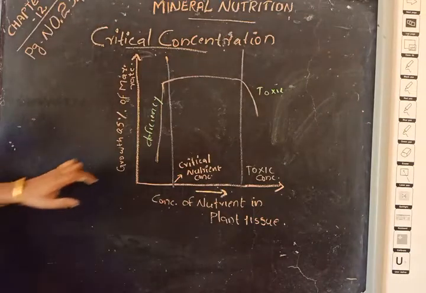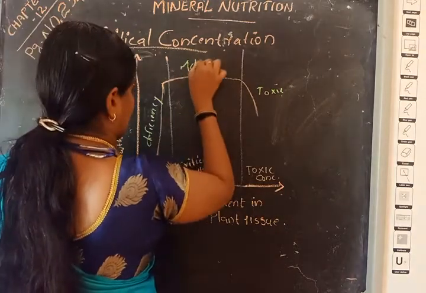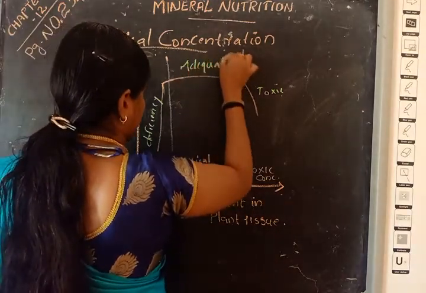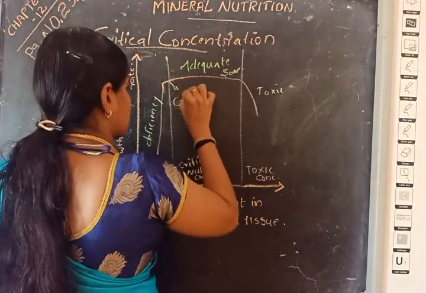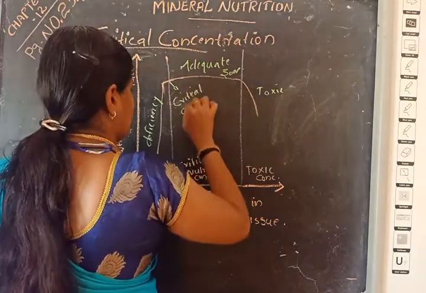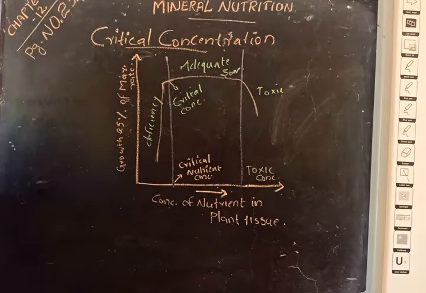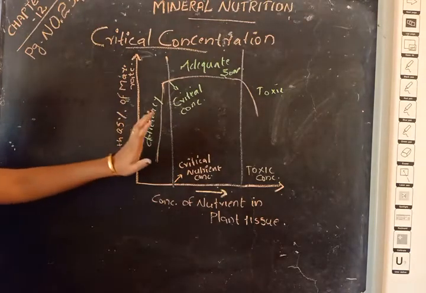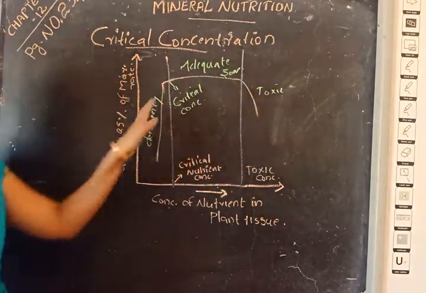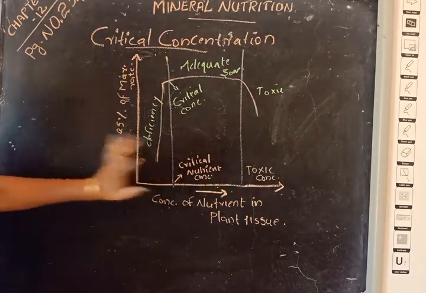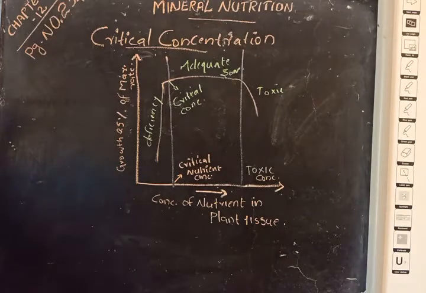This is the adequate zone. This is the critical concentration of every particular element. So above the normal concentration, the mineral nutrients become toxic, and lower than the normal concentration, they show deficiency symptoms. Okay, now we can go to the topic mineral toxicity.